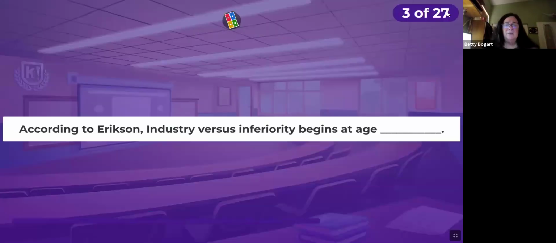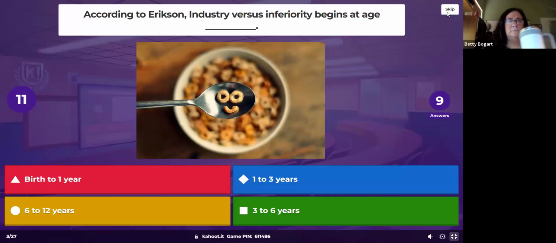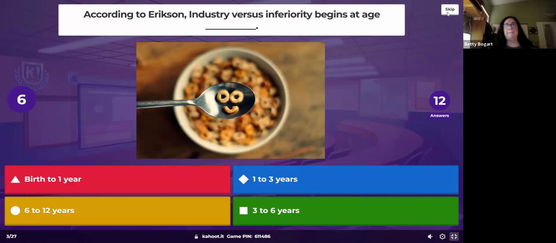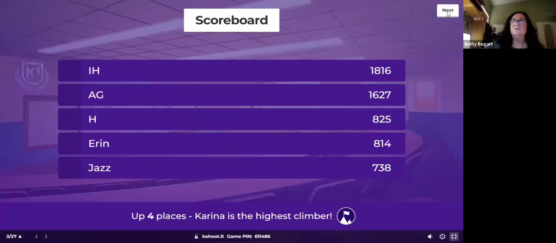According to Erikson, industry versus inferiority begins at what age? Well, industry versus inferiority is the school age according to Erikson, and that is ages 6 to 12. That was a question, don't overthink it. It's my industry, what I do well and what I can't. That's the school age children, ages 6 to 12.